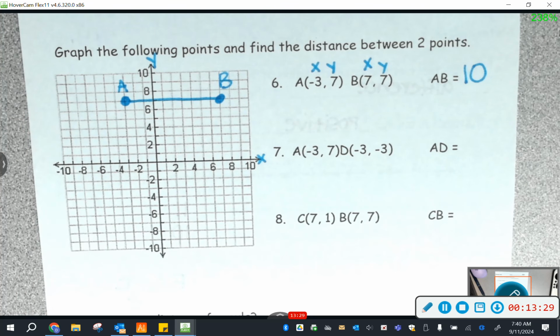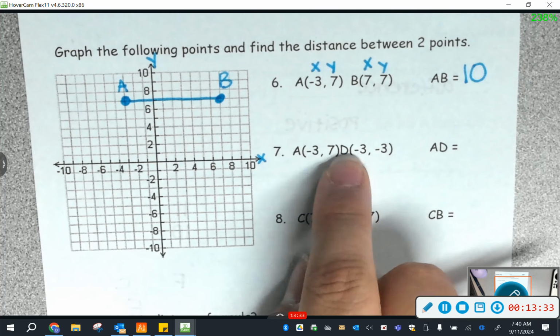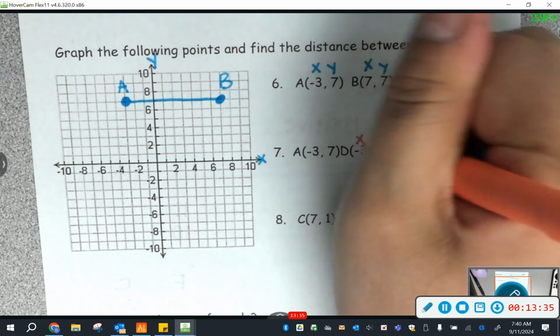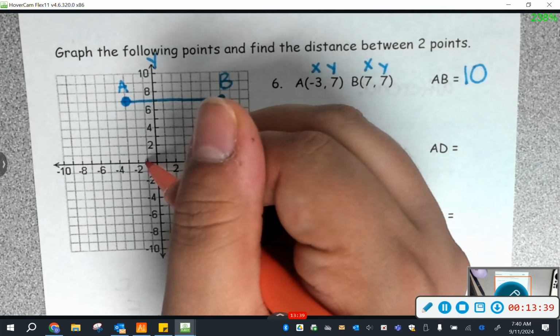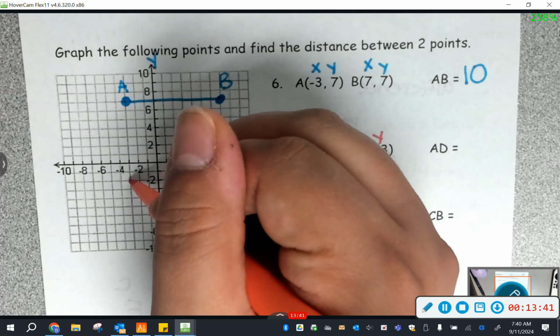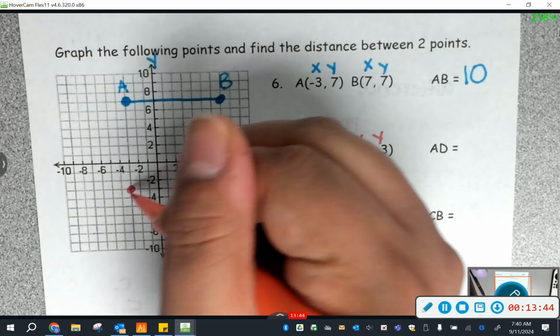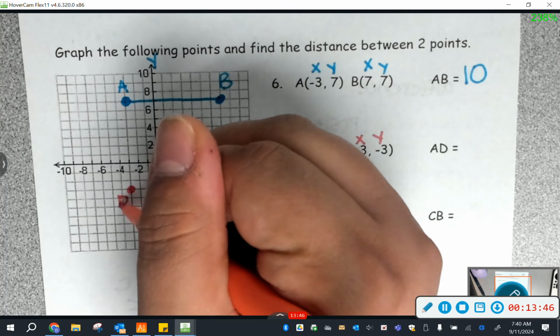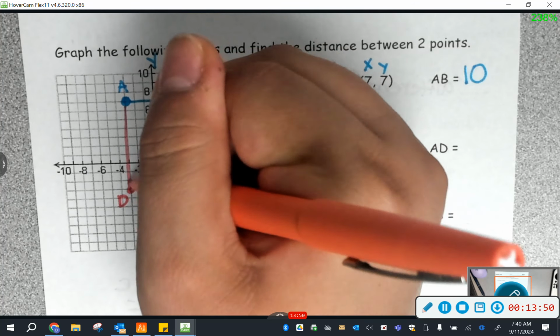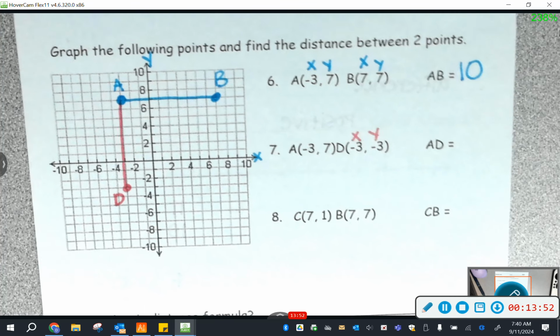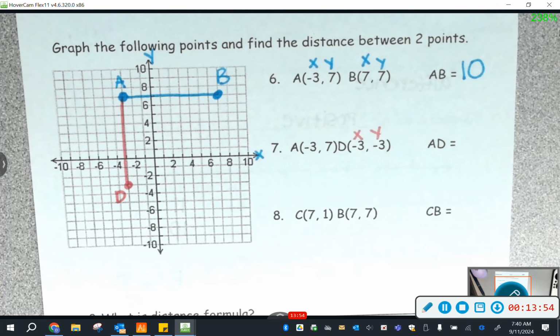All right, now we already did A. A's the same for number 7. Now we're going to plot D. So D is at -3, -3. So I'm going to go -3, down 3. This is point D. And I want to know the distance from A to D. Please plot that and then calculate the distance. Go.